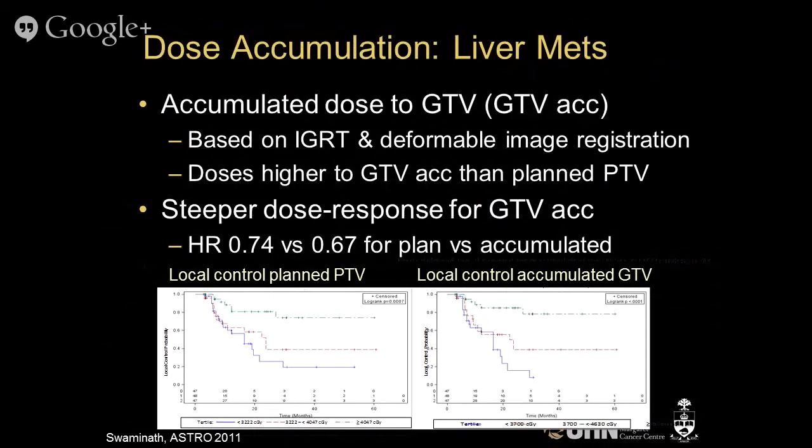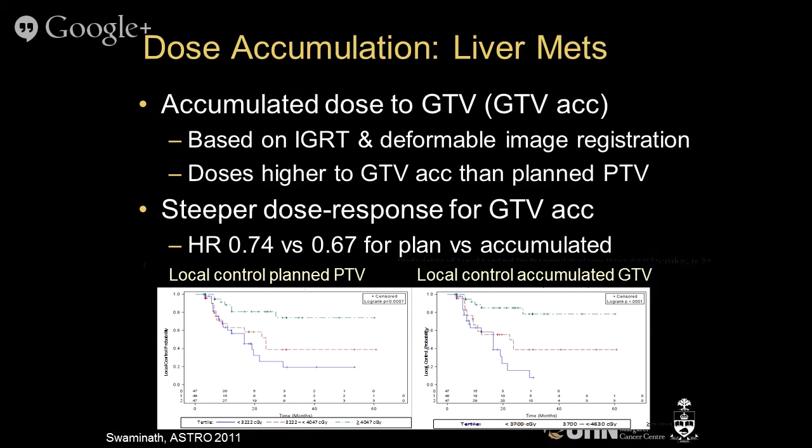of 90%. Looking at accumulated dose with the volumetric image guidance information we have, as I mentioned, we might have a better idea of the true dose to the tumor. And this is work done by Mike Bellick, Anand Swamanath, and Christy Brock. And you can see when we look at the accumulated dose, there's actually a bigger spread in terms of the hazard ratio for dose response.